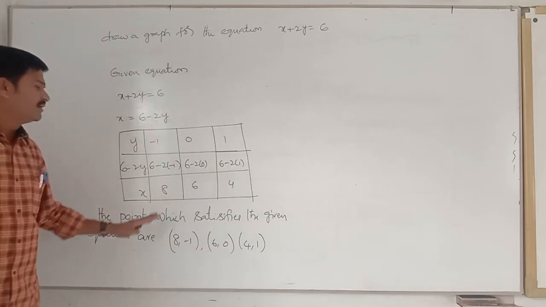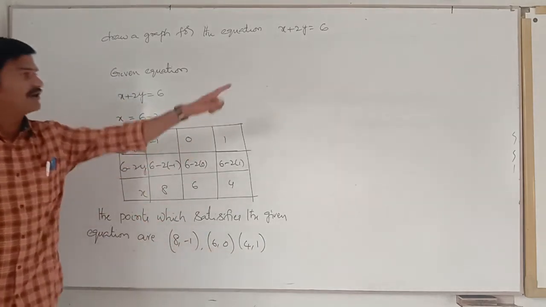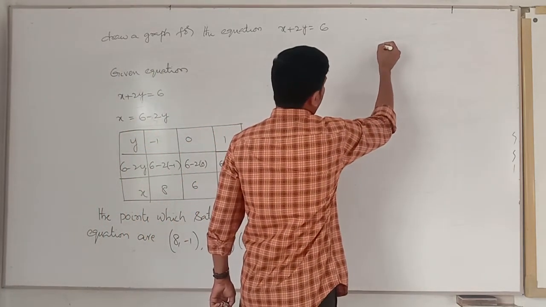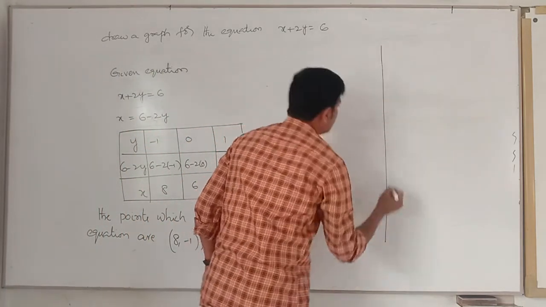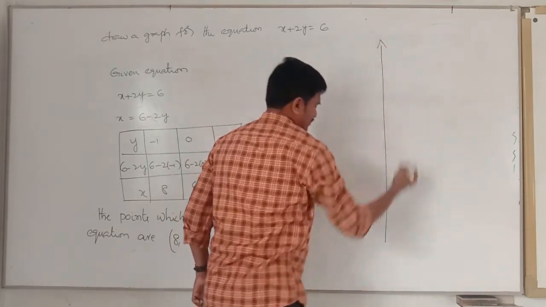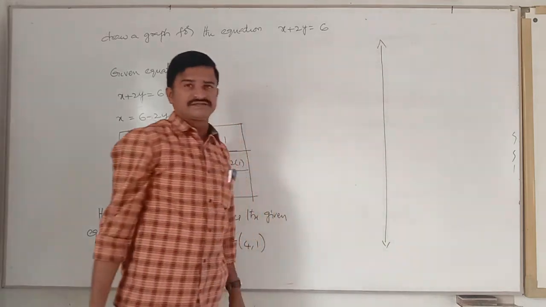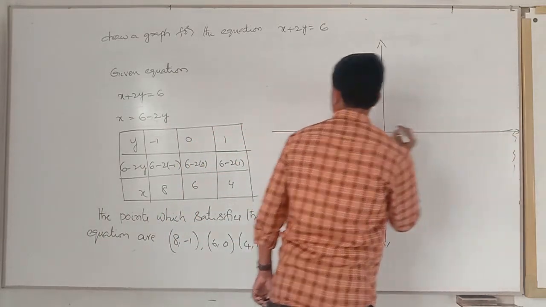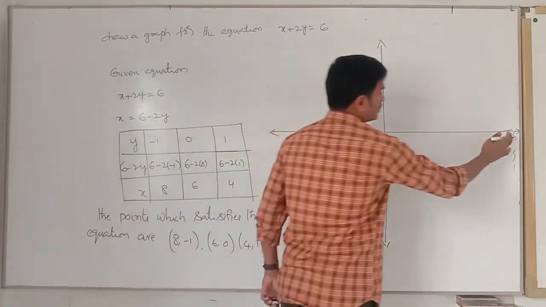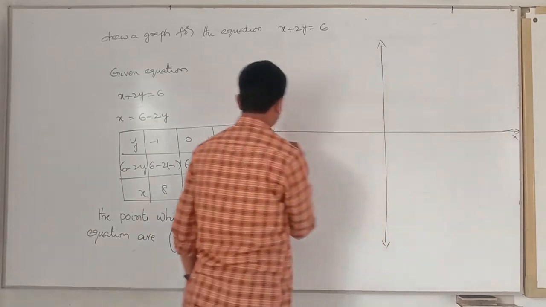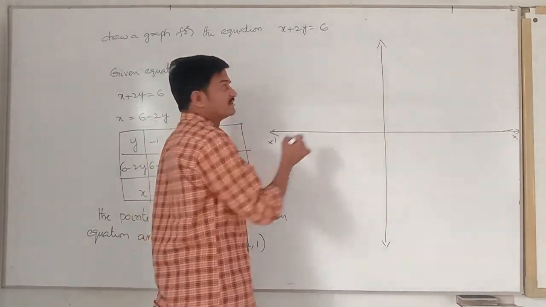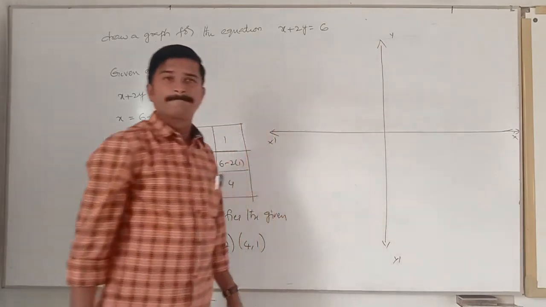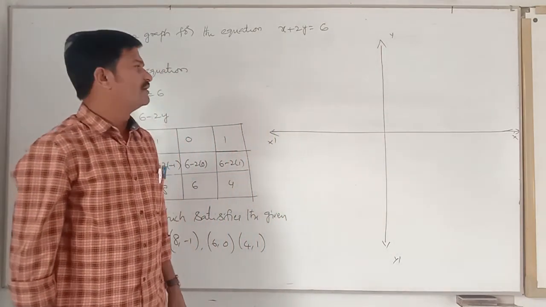Now these points you have to plot on a graph sheet. I hope you all know how to plot points. What is this vertical line? Y-axis. And what is this horizontal line? X-axis. This is X and this is X dash, this is Y and this is Y dash. Are you clear?